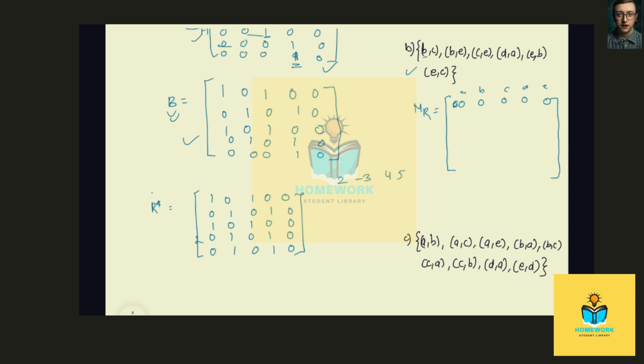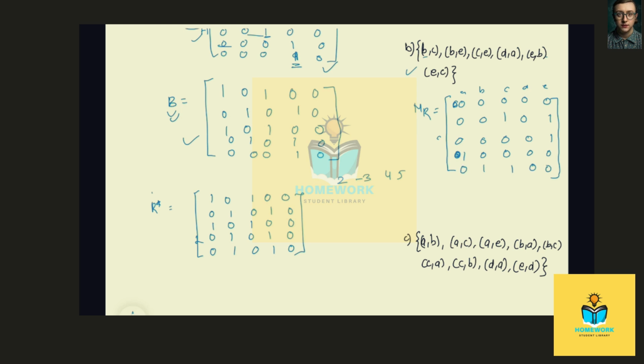Then from B we are going to C, so here we have 1, we are going to E. Okay, and rest is 0. From C we can go to E, rest we cannot go anywhere. From D we can go to A, so here we have 1 and rest is 0. And from E we can go to B, and from E we can go to C, rest are 0.